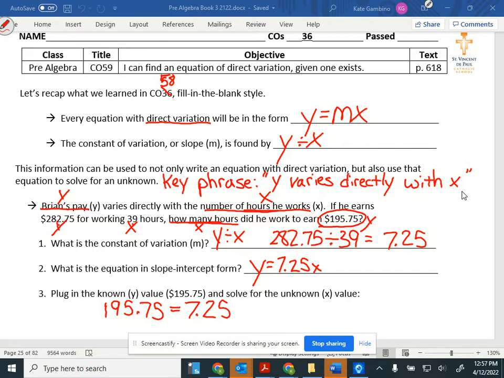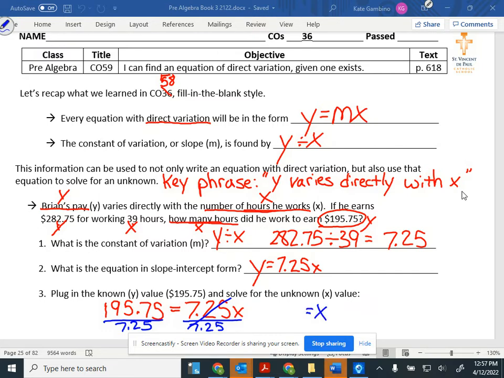Do I know an X? Nope, that's okay. Do I know an X? No, that's what I'm trying to find. So I'm going to solve for the X. Sam? So you would divide both sides by 7.25. Yep. So I'm going to divide both sides by 7.25, because my 7.25 turns into a 1. And I'm left with just my X equals what?